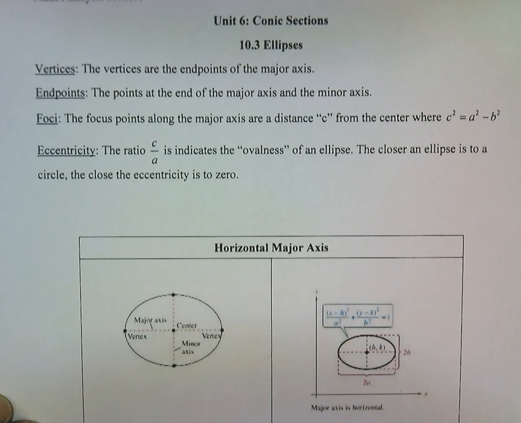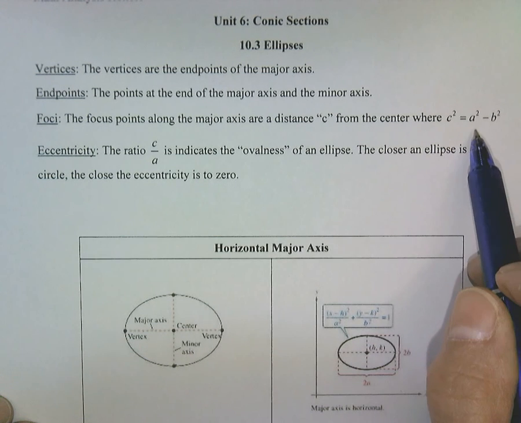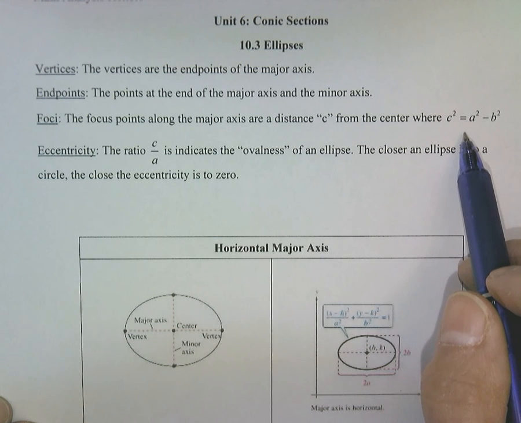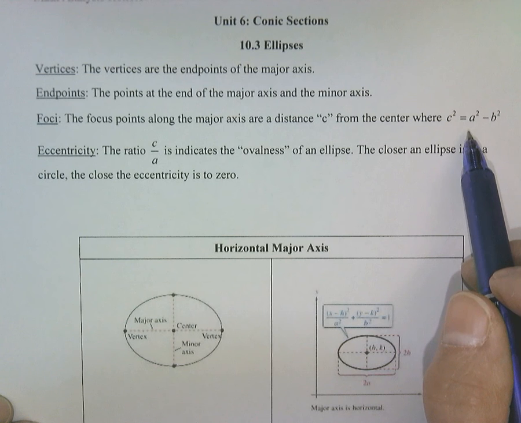So just like in parabolas, we have focus points here. In an ellipse, they're always going to be along the major axis. So there will be a focus point here, and there will be a focus point here. And I'll show you how to do that. And where you need to get that distance, you're going to use the formula c squared equals a squared minus b squared.